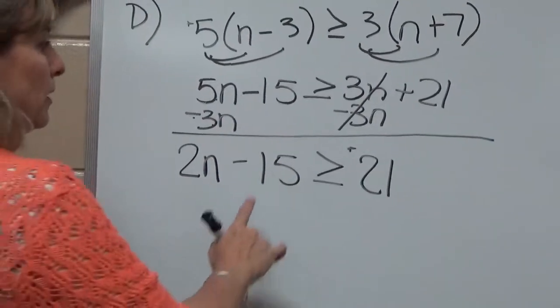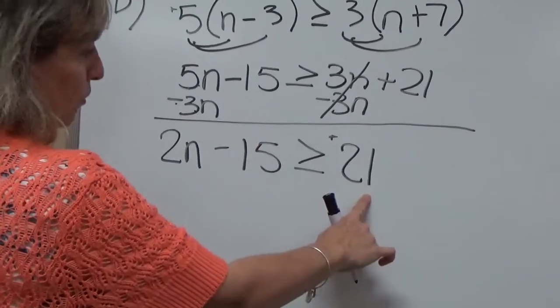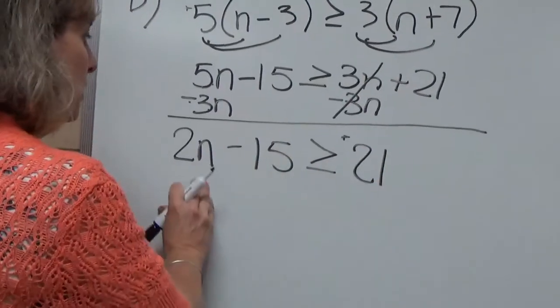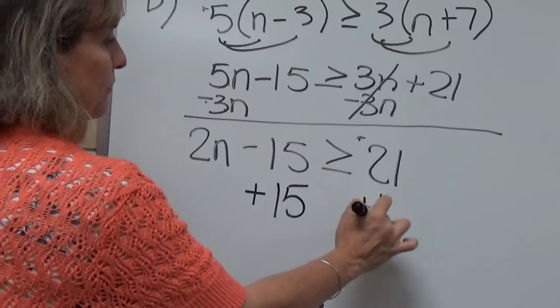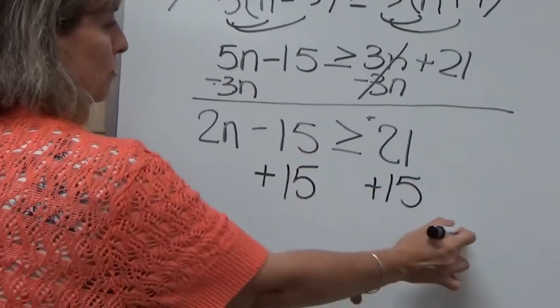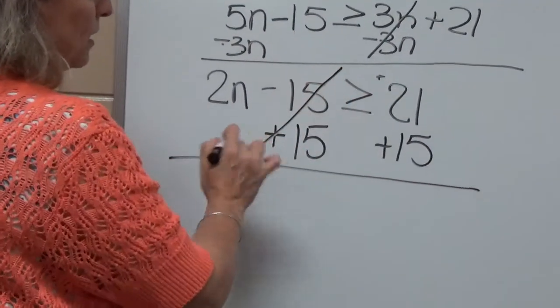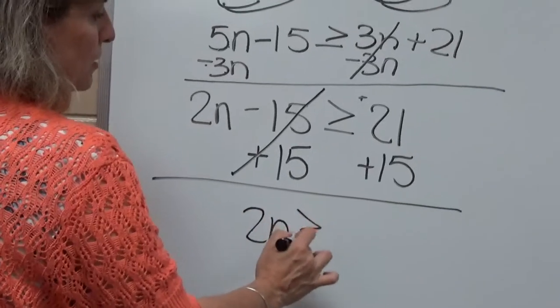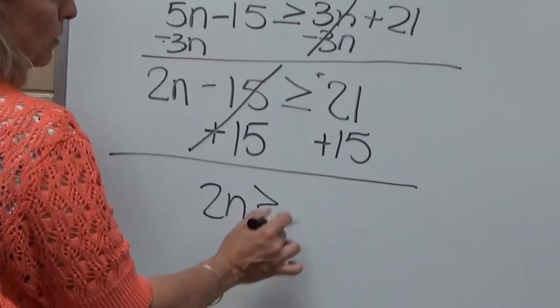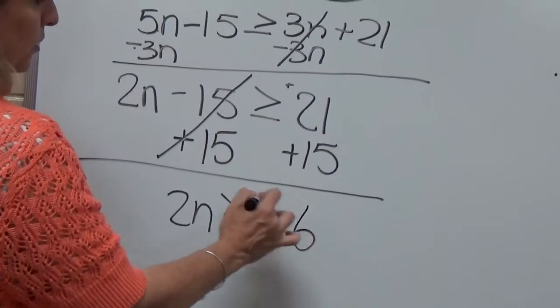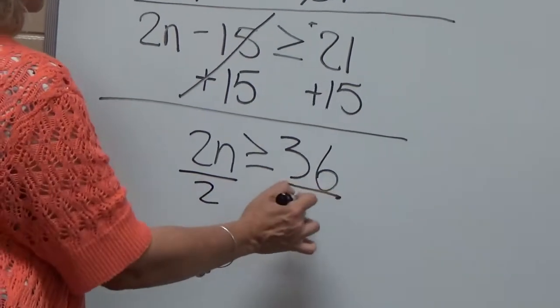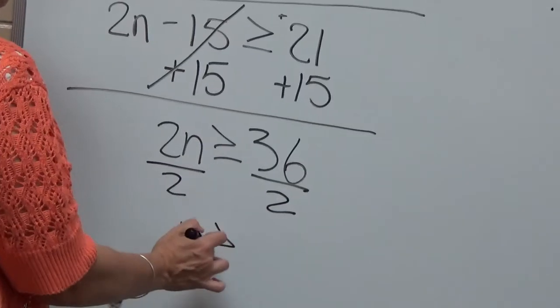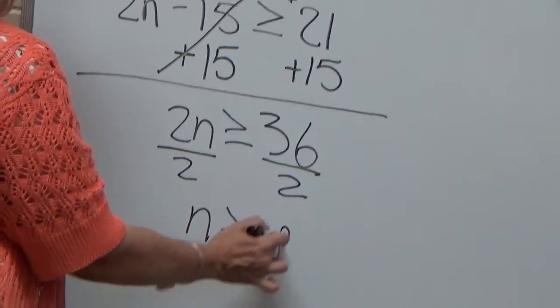Okay, now what? Now I'm going to bring the 15 over there because I want my numbers over there, my letters over here. I'm going to do the opposite of what's happening to 15. It's being subtracted, so I'm going to do the opposite. I always love to cancel things out. I get 2n is greater than or equal to 36. Okay, almost done. Divide by 2 on both sides, and I get n is greater than or equal to 18.